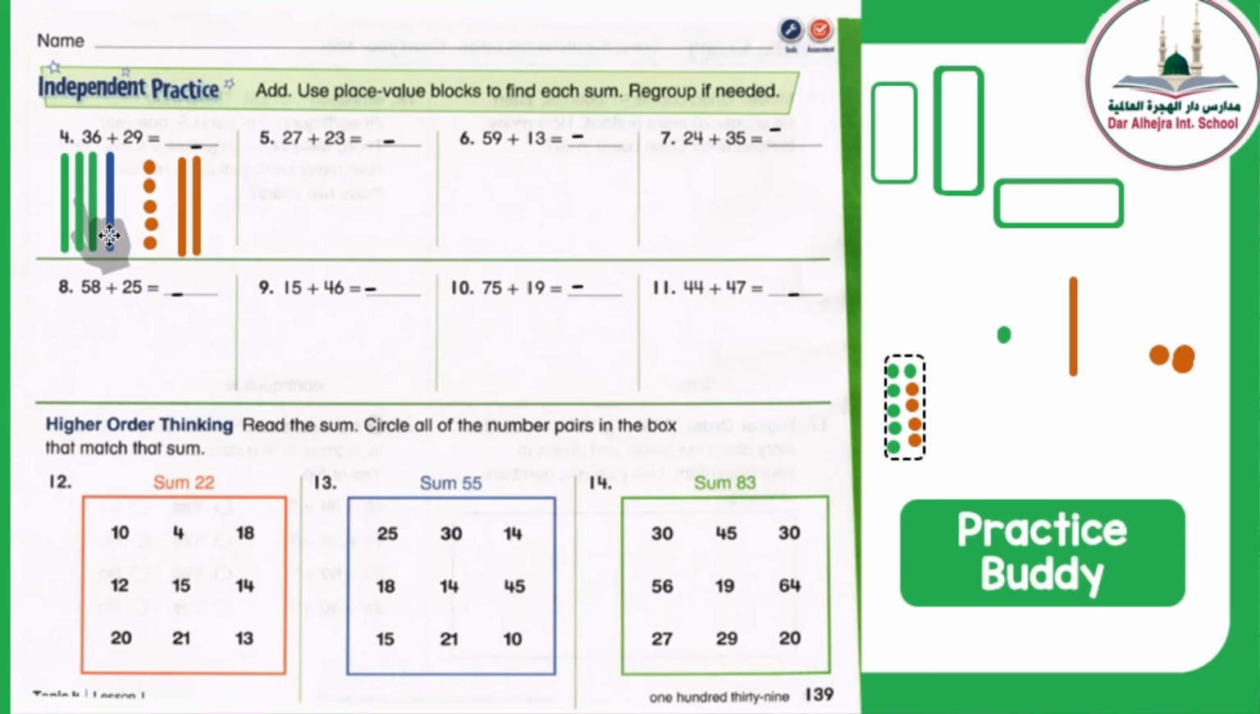So let's see, 1, 2, 3, 4, 5, 6. I have 6 tens and 5 ones. So that means my answer is 65, because I can see from here I have 6 tens and 5 ones. This is how we do the regrouping. Let's consider another example here.